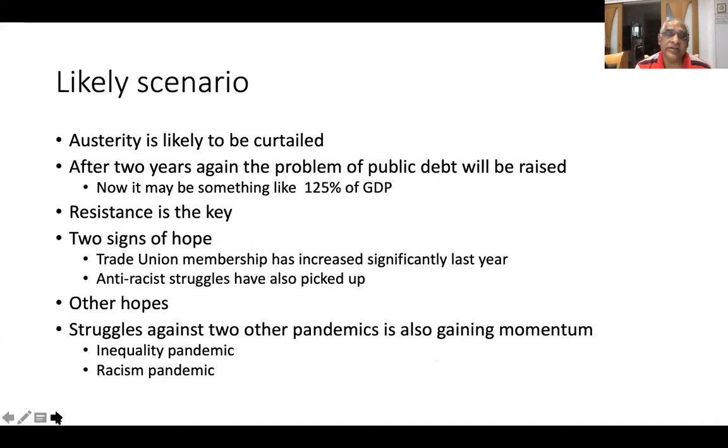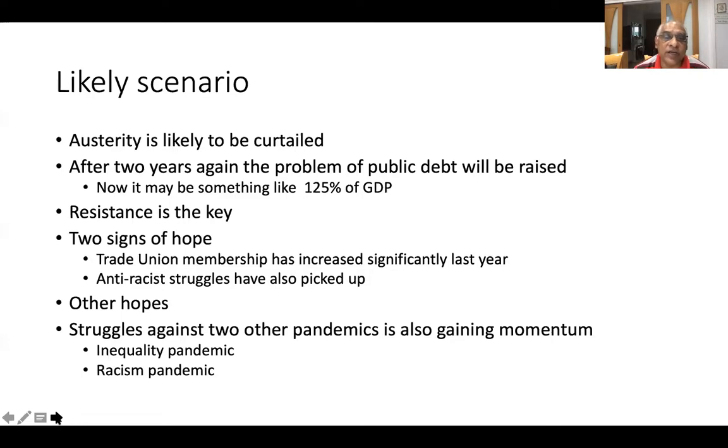We can say that in the immediate future, austerity is likely to be curtailed because people are demanding more health spending, etc. So therefore it is likely to be curtailed. But after 2 years, again, the problem of public debt will be raised.